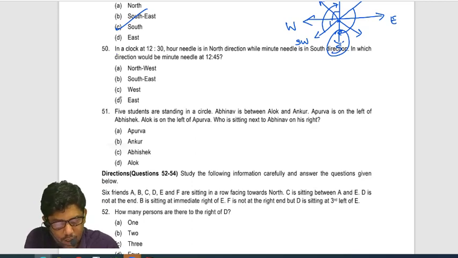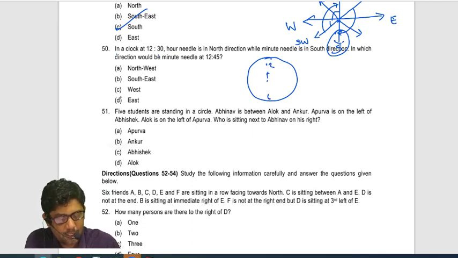Next one. In a clock, 12:30. 12 and here 6. At 12:30, the hour hand will be on the north side, approximately, and the minute hand towards the south side. It is given that the minute needle is in south direction. In which direction would the minute needle be at 12:45? Which direction, my dear? West direction.